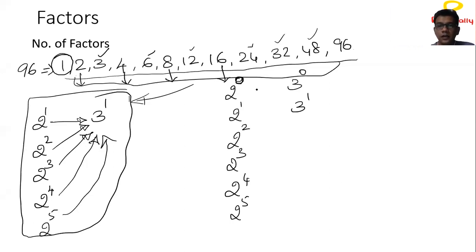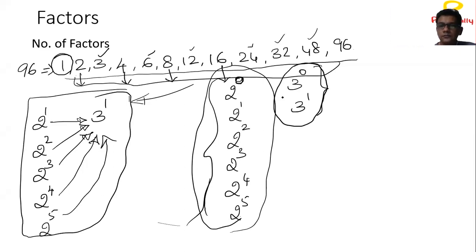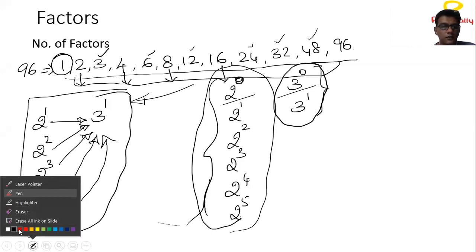Right? So I can have 2 power 0 to 2 power 5, or I can have 3 power 0. Now if you realize that when I take any value from this portion and multiply with one of these values, I get one of the factors that exist here. 2 power 0 into 3 power 0. Okay, I'll use a different color for you to understand this.